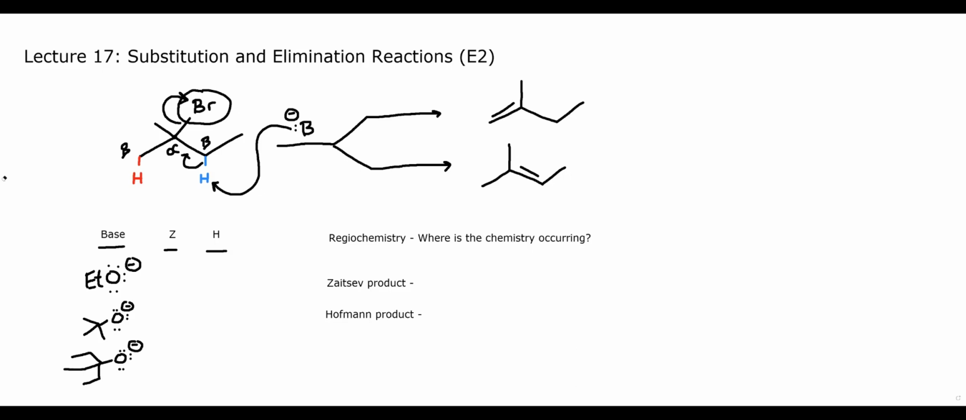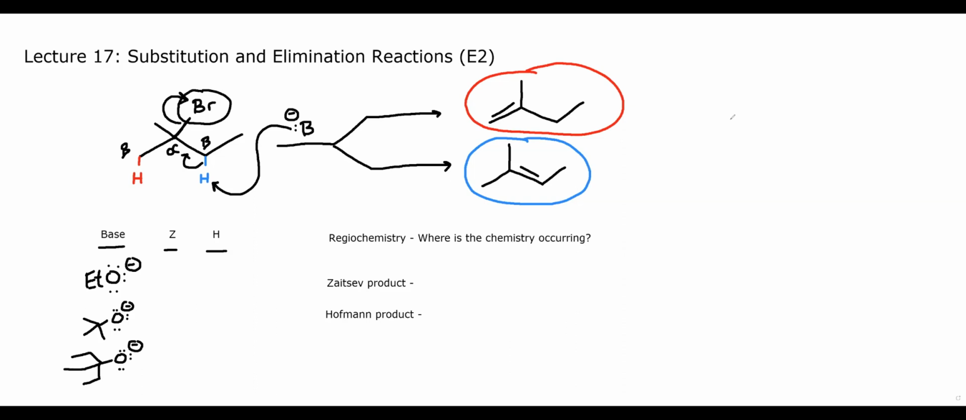So if we follow these arrows, if we take the base, we abstract the proton, we bring down the electrons to form a double bond, and we kick off that leaving group with its electrons, that would put a double bond at this position here. So I'm going to circle in blue the product we would get from that reaction. Okay. Now, if we were to abstract the red hydrogen, we would end up with this product circled in red.